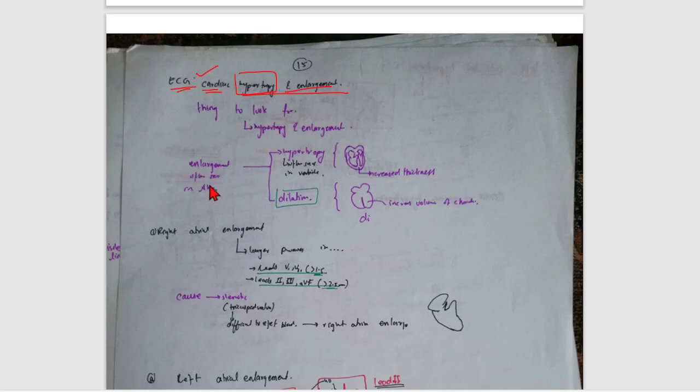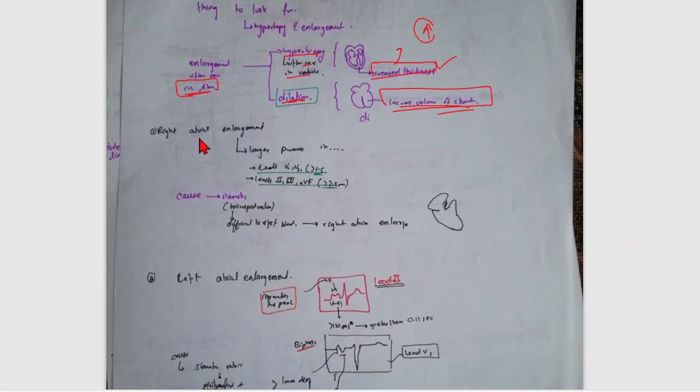Okay, so first of all, the enlargement seen in the atria. For example, if there is enlargement in the atria, what will happen? And hypertrophy, secondary in the ventricle, for example increased thickness. What is hypertrophy? Actually, hypertrophy is increased thickness, or dilation, increased volume of the chamber. There are two things. Enlargement means one thing is hypertrophy, increased thickness of the muscles, and another is the increased volume of the chamber.